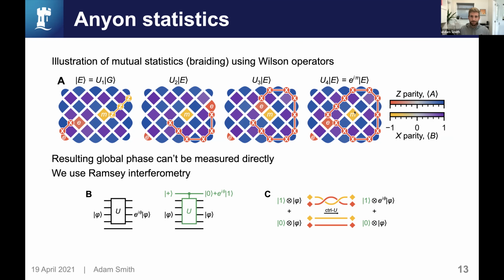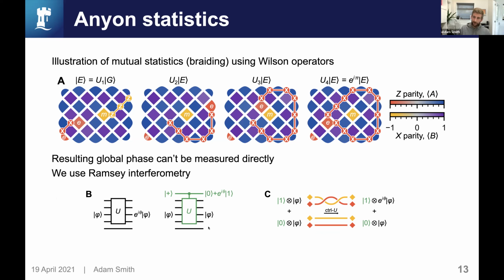However, this is great, but we can't actually see this phase. We know that a global phase is not measurable directly. We might have picked up a phase, but there's no way of knowing this. So what we have to do is use a modified experiment that uses something called Ramsey interferometry, or in quantum computing terms, it's commonly referred to as the Hadamard test.